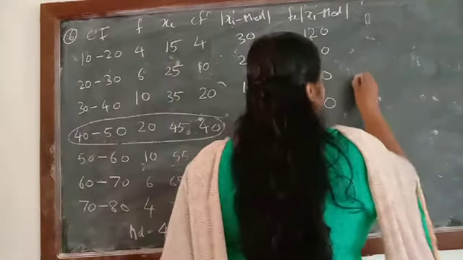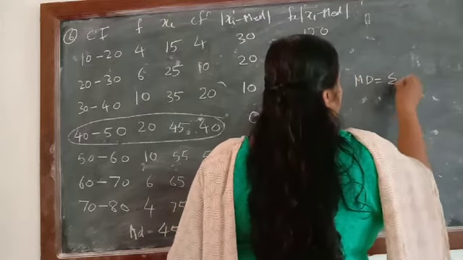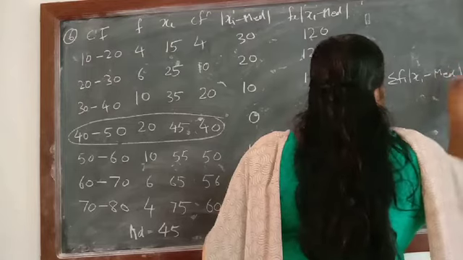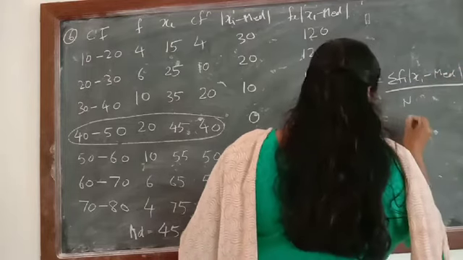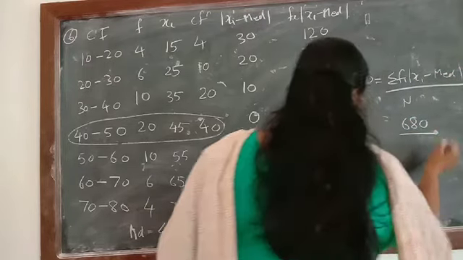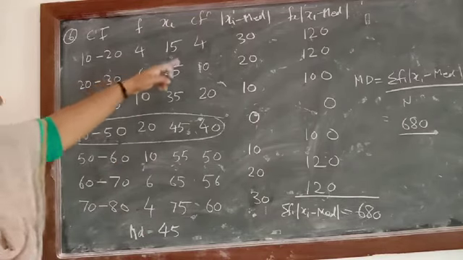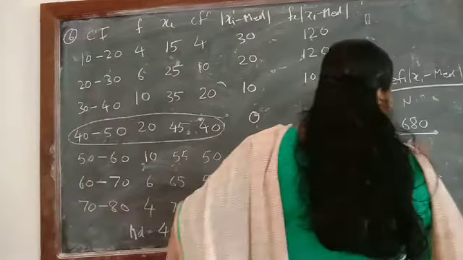Now we will calculate the mean deviation. Formula is sigma fi into modulus of xi minus median, by n. We have here 680 by n. What is the value of n? The last cumulative frequency? Yes, that is equal to 60.